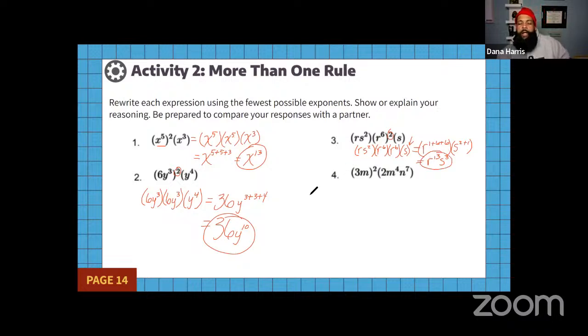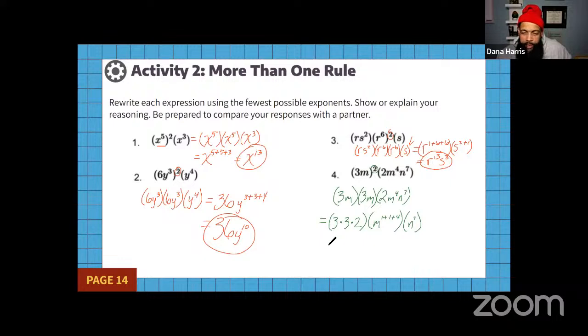Let's do this last example, and let's do it in a different color. So I have 3m and 3m because it's taken to the 2nd power, and then I have 2m to the 4th times n to the 7th. All right, let's multiply out these. So let's do this. 3 times 3 times 2. And then I have m to the 1 plus 1 plus 4 power. And then n to the 7th power.